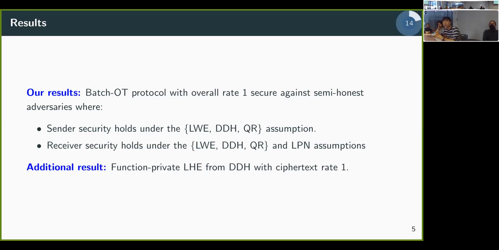So a quick question. If we assume LWE, then the solution is just to use rate 1 FHE. That's true. I mean, it was not the goal of this work, but we also get it from LWE. With LWE, you can do it just using fully homomorphic encryption. As an additional result, we show how to build function private linear homomorphic encryption from DDH, where operations are done over Z2, and with ciphertext rate 1, but we'll get to that later.